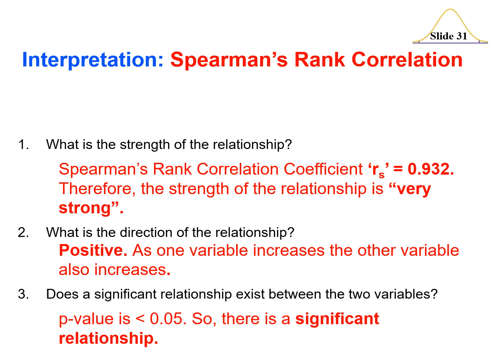Therefore, the strength of the relation is very strong. If the value of small r is greater than 0.8, we can say we have a very strong relation. What about direction? Positive. As one variable increases, the other variable also increases. We have positive correlation. Does a significant relationship exist between the two variables? Again, the p value is less than 0.05. We reject the null hypothesis, so there is a significant relation or correlation.